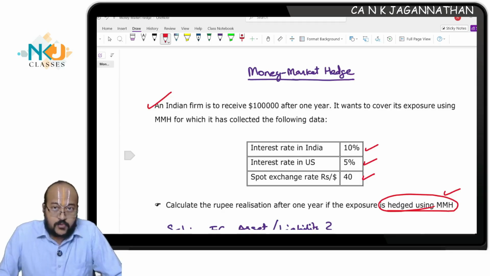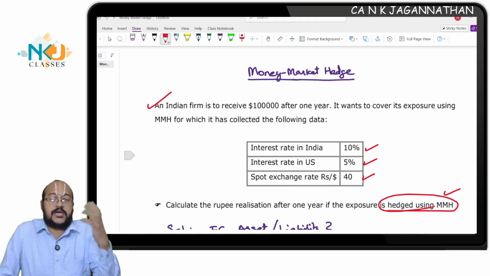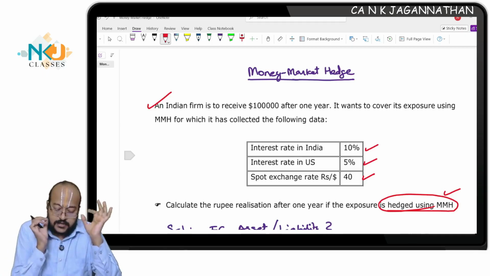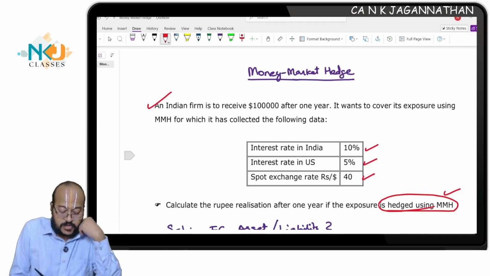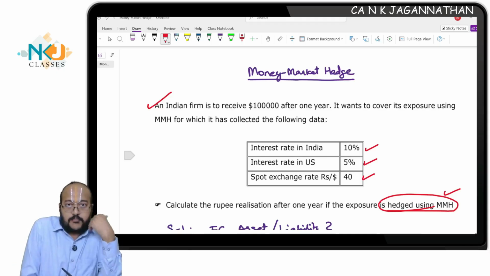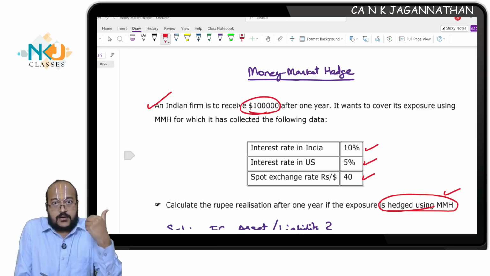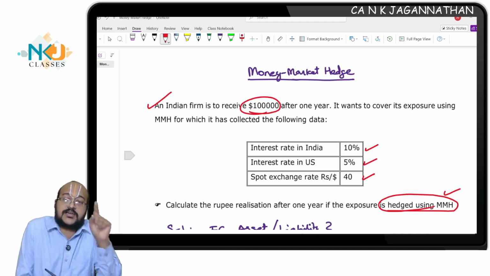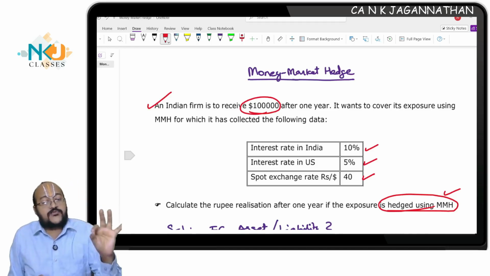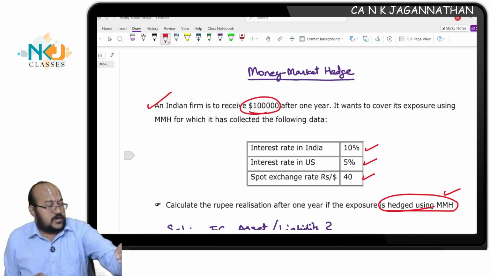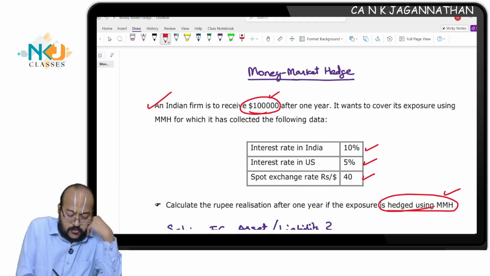First, what do you mean by MMH? Very simple. You are transacting in the currency market and you have the currency exposure. Suppose this company is an export oriented company and it has a receivable of 1 lakh. Receivable means you will have a dollar receivable, a foreign currency receivable. You have exported, and you are going to receive after a period of 1 year. After 1 year, you are going to receive $1 lakh.